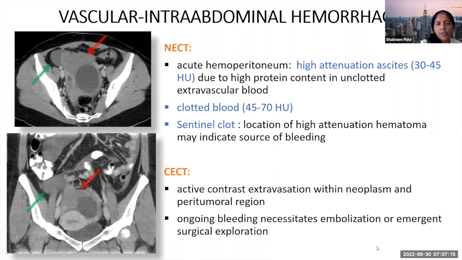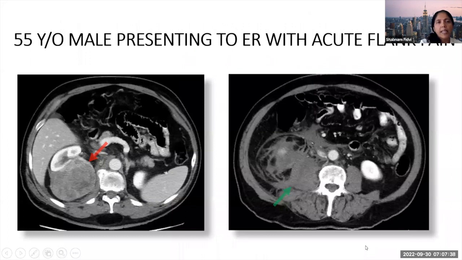Once you give intravenous contrast on CT, you look for active contrast extravasation, both within the tumor and around the tumor. And if you see active bleeding with changes in configuration from arterial to the portal venous phases, the patient goes on to embolization or emergent surgical exploration. This is an example of a patient presenting to our emergency room with acute flank pain. This was a 55-year-old male.